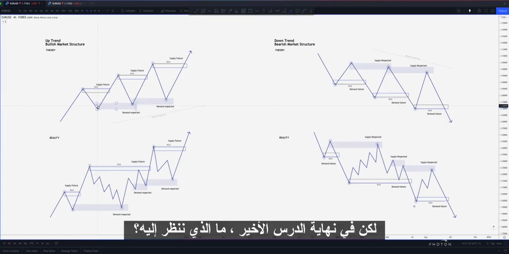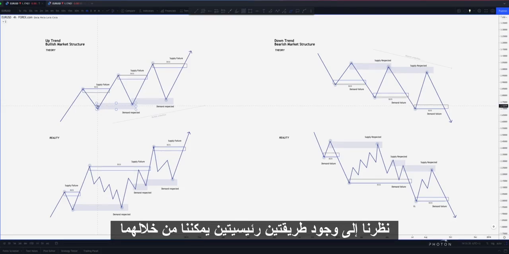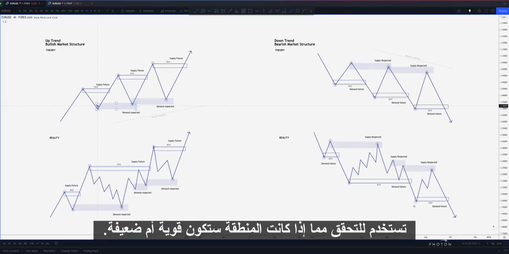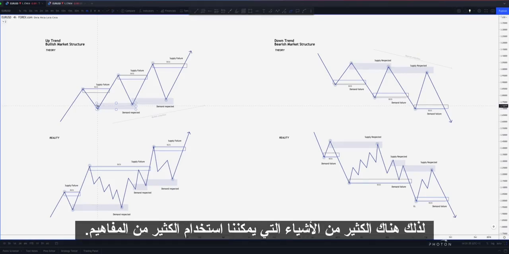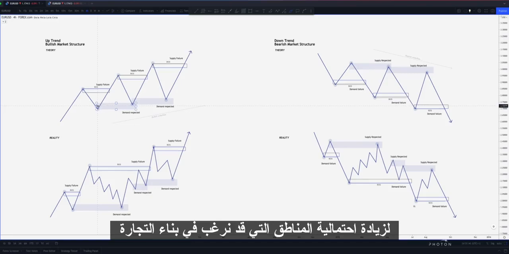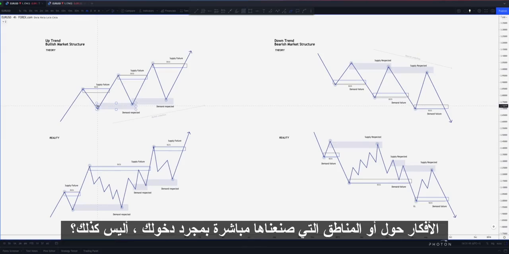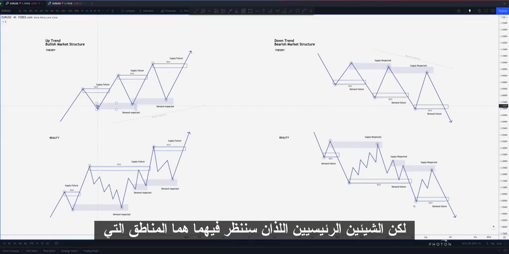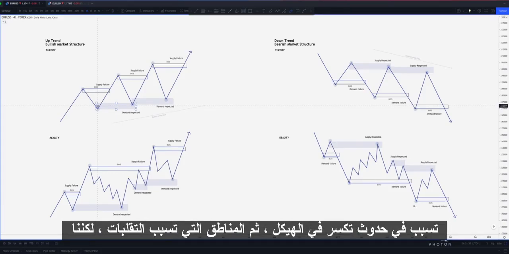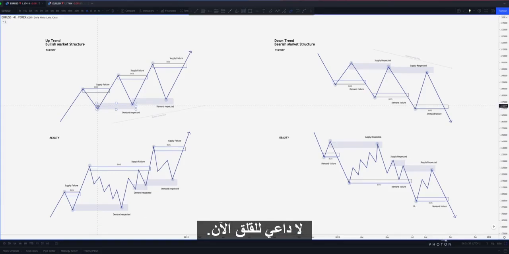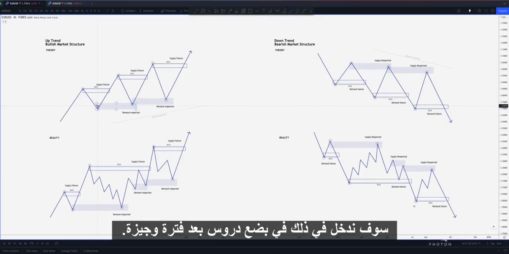But at the end of the last lesson, what did we look at? We looked at two main ways we can use to validate whether a zone will be strong or weak, right? There are loads of concepts we can use to increase the probability of zones that we may want to build trade ideas around, or zones that we may want to enter on directly. But the two main things we'll be looking at are zones that cause breaks of structure, and zones that cause flips. But we don't need to worry about that now. We're going to get into that in a few lessons shortly after.